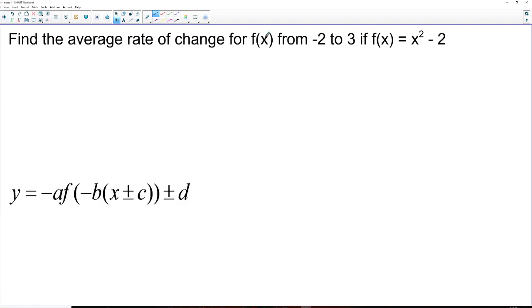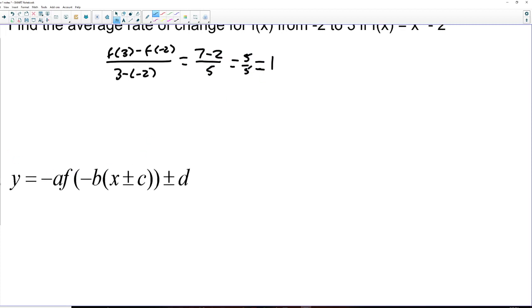Find the average rate of change for f of x from negative 2 to 3 if f of x is x squared minus 3. Well, average rate of change is going to be f of 3 minus f of negative 2 over 3 minus negative 2. Let's plug 3 in. 9 minus 2 is 7. Let's plug in negative 2. That's going to be 4 minus 2 is 2, so minus 2 over 5. So 5 over 5, and that's equal to 1.